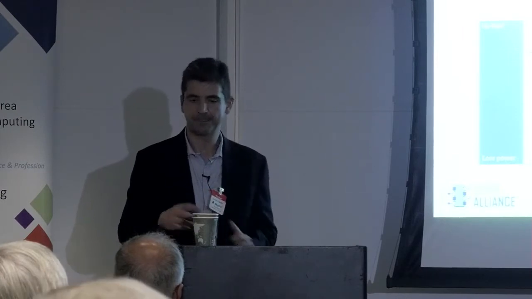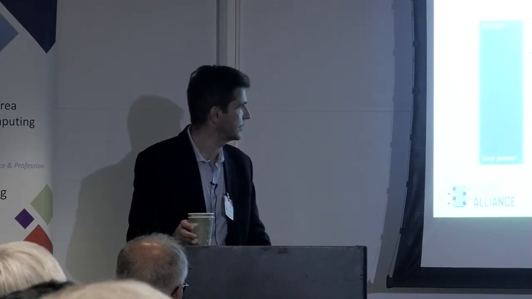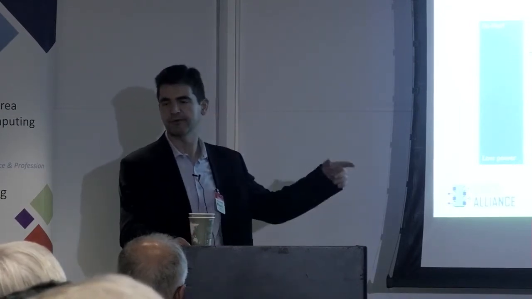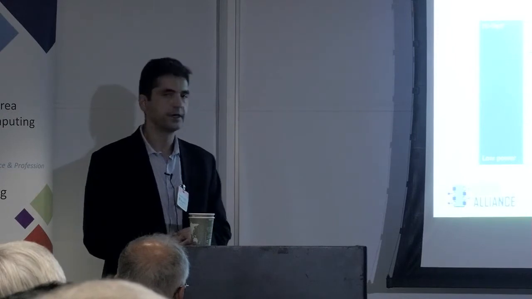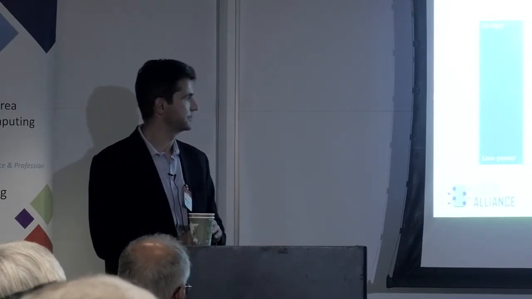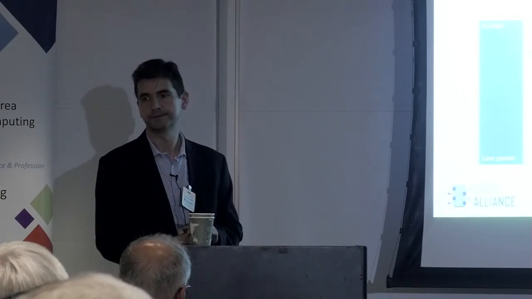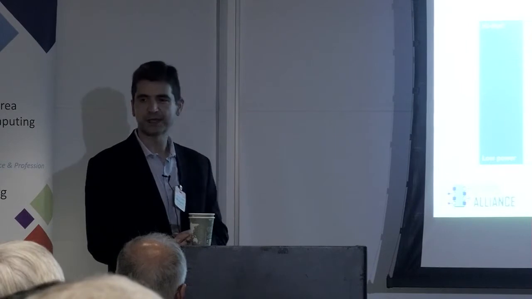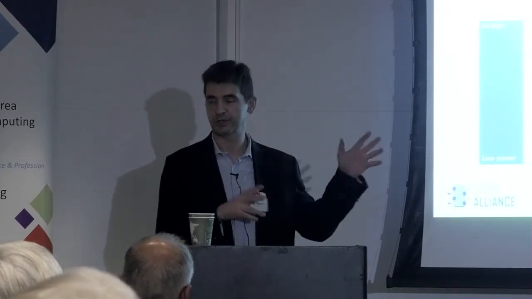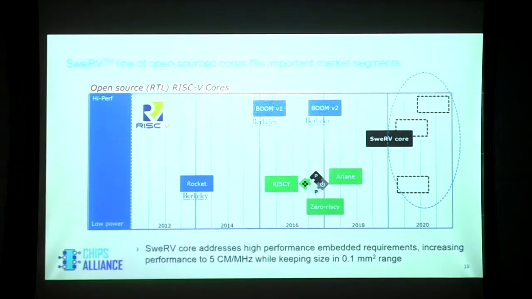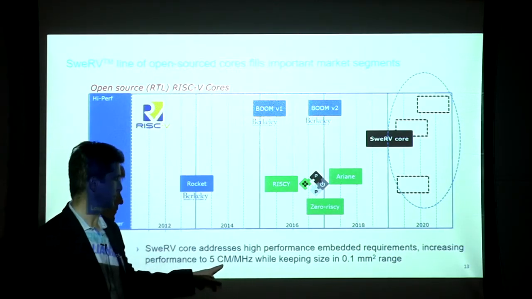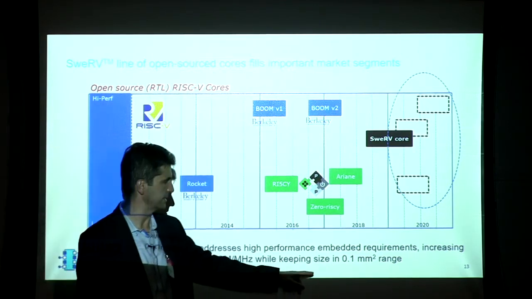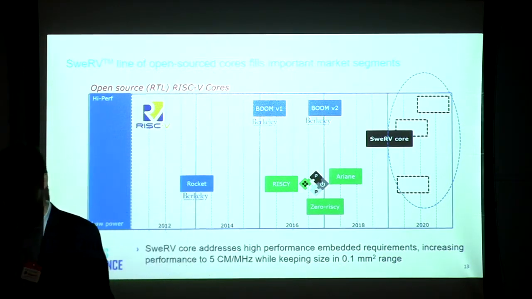Go ahead. When the note there says 5 CoreMarks per megahertz... I'll explain, because I'll have an actual performance chart. But the second question is the 0.1 millimeter area. What process technology? 28 nanometer. It's going to come. Sorry. This was a summary chart for meetings where I don't actually show the detail. Today I'll have a lot more detail. The question was, what do these two things mean? This is a performance number, 5 CoreMarks per megahertz. I'll explain in 10 slides. And this is the area, 0.1 square millimeter in 28 nanometer.